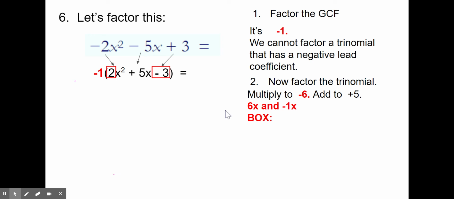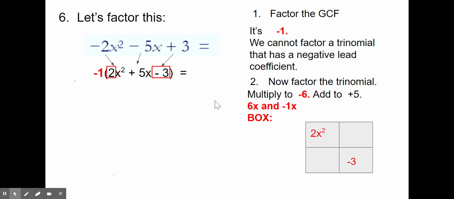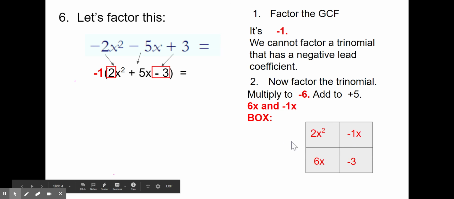Or I can use the box method. I'm going to try the box method. So my first term, 2x squared, and my last term, negative 3, get arranged in the diagonals of the box, 2x squared and negative 3. My 5x term gets rewritten as 6x and negative 1x in the other two boxes.